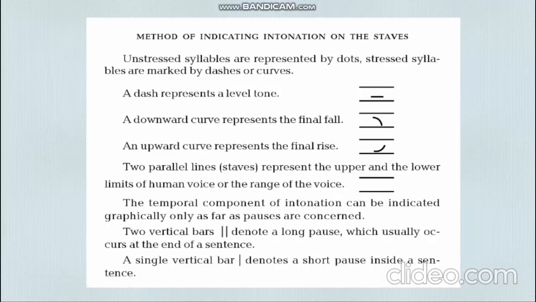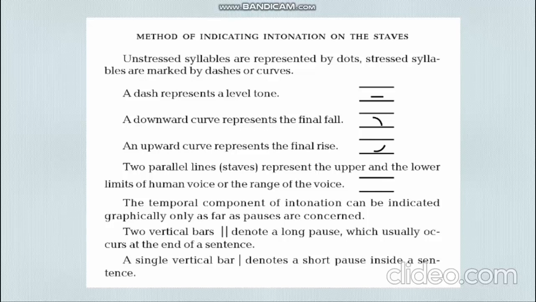And we can indicate intonation on the staves. The method of indicating intonation on the staves is called a tonogram. Unstressed syllables are represented by dots. Stressed syllables are marked by dashes or curves. A dash represents a level tone. A downward curve represents the final fall. An upward curve represents the final rise.